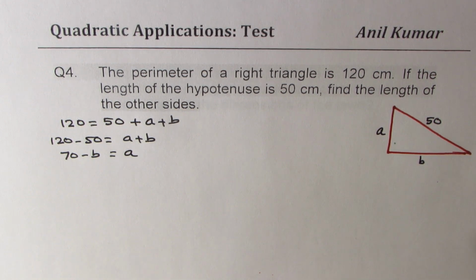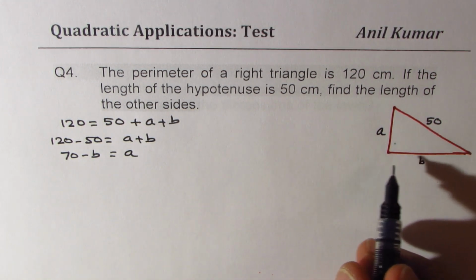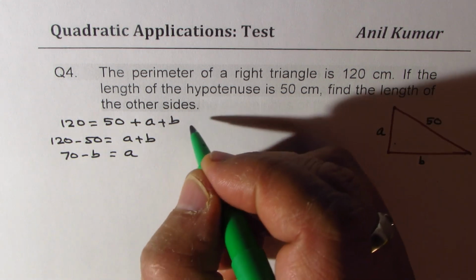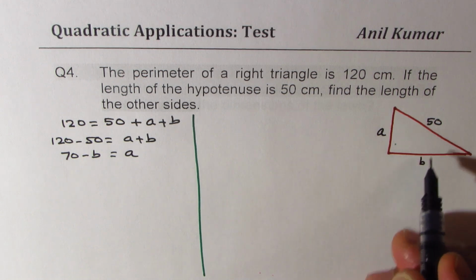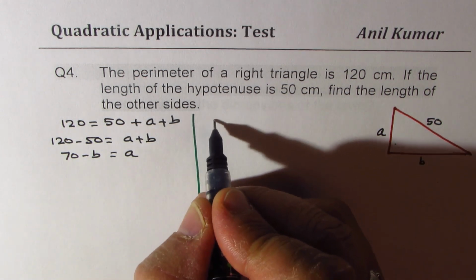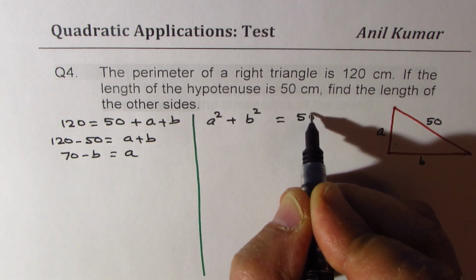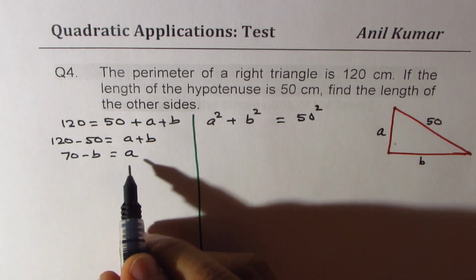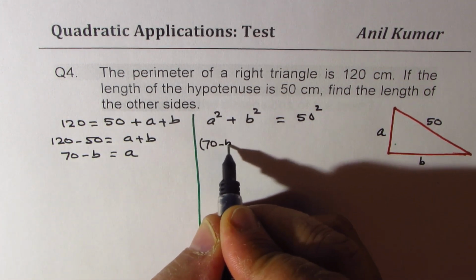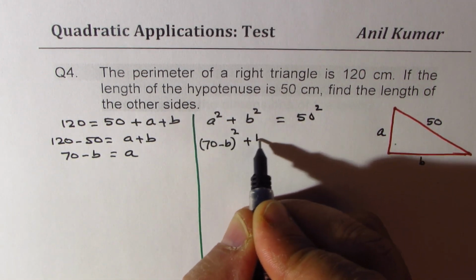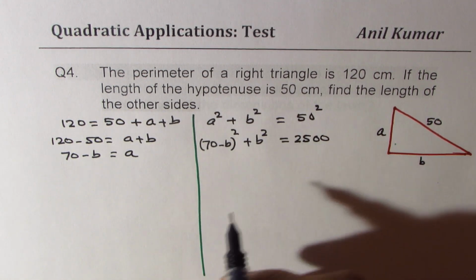Correct. Now the relation in a right triangle always is A square plus B square is 50 square. So we could write A square plus B square equals 50 square. Since we are writing A as 70 minus B, we can write this as 70 minus B whole square plus B square equals 2500.